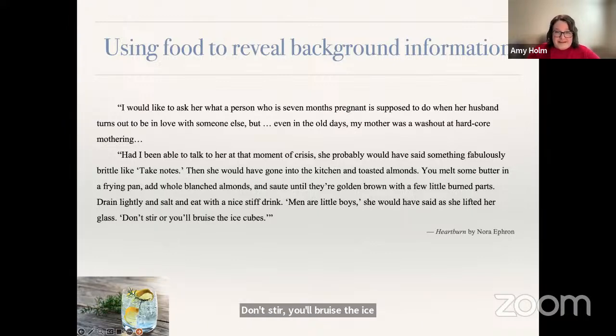So I like that one because it allows the food to do the job of indicating what the main conflict is, and then some background about this person's relationship with her mother.